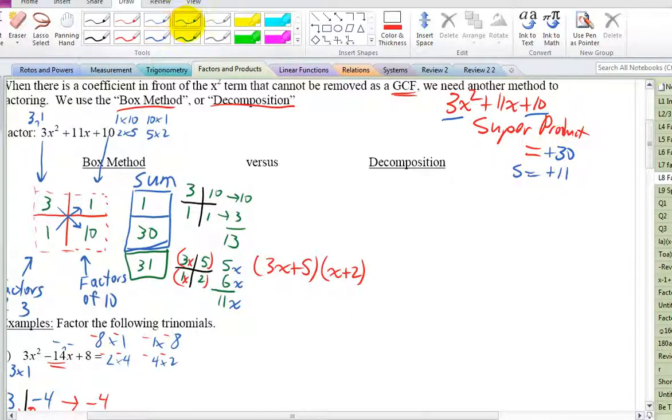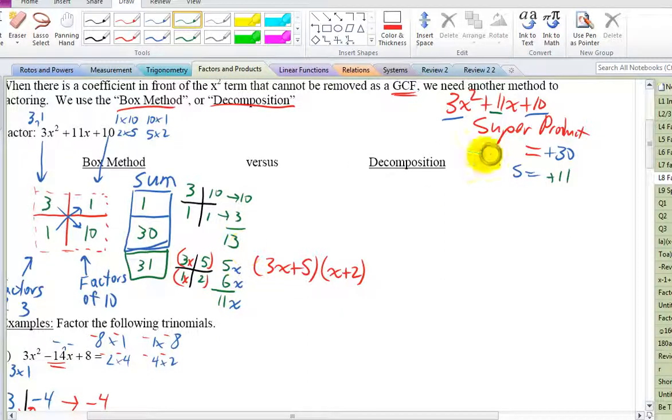So the sum doesn't change from before. It's still the middle. Okay. So what numbers multiply to 30 and add to 11? Five and 6. Guess what? We found that over here. See that? It's right here. It's just a different way of finding those numbers.